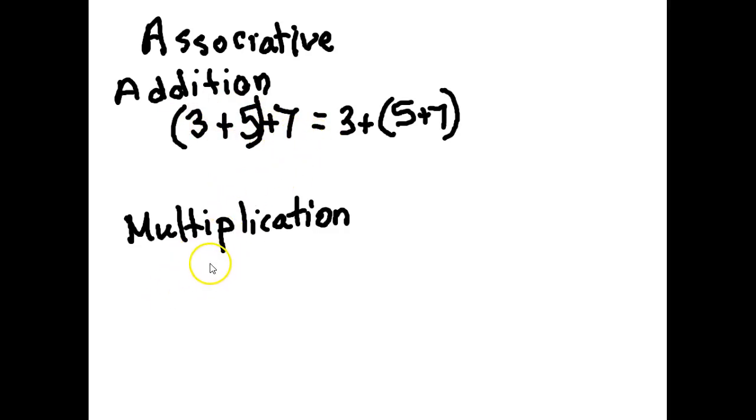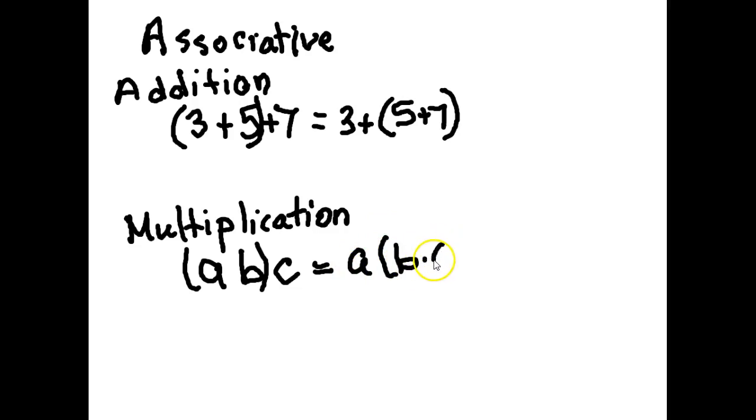And in this case, multiplication, I'm going to do a generic version, A B C. A times B times C. I'm going to have my A and my B is what I'm multiplying first. And here I'm going to have my A, and then I have the B times C is the associative part.